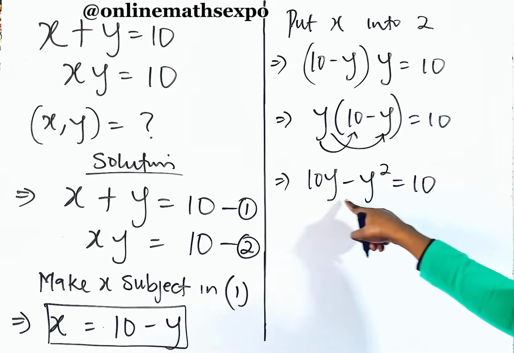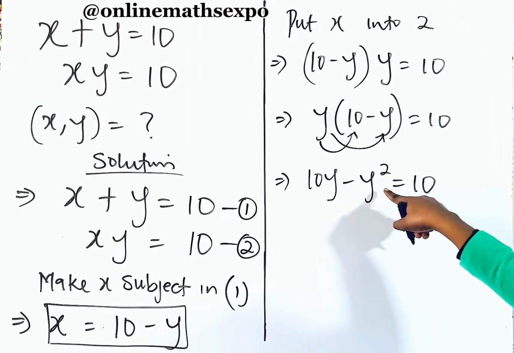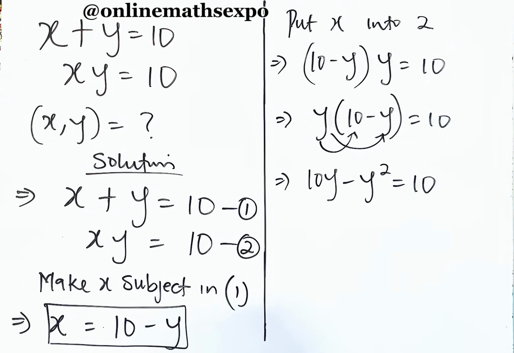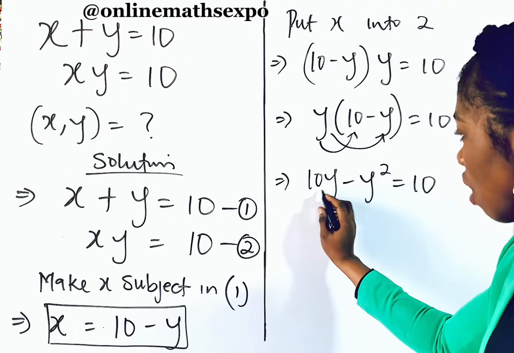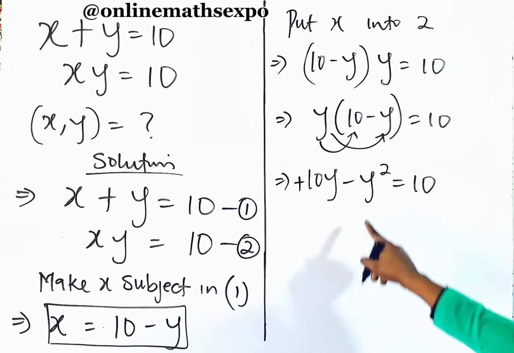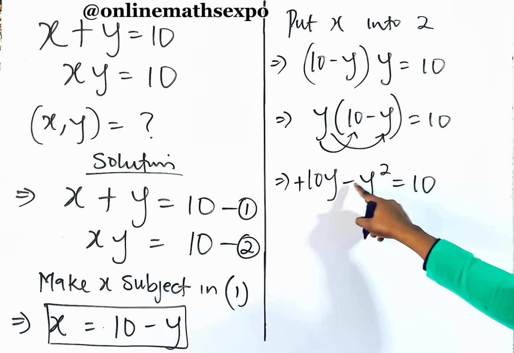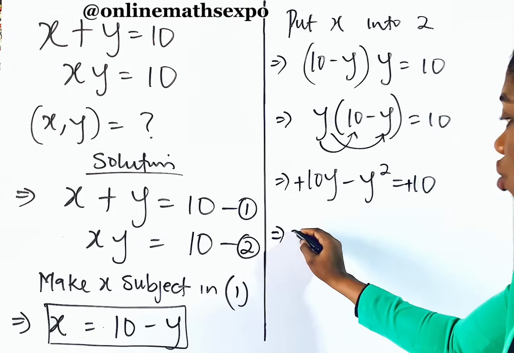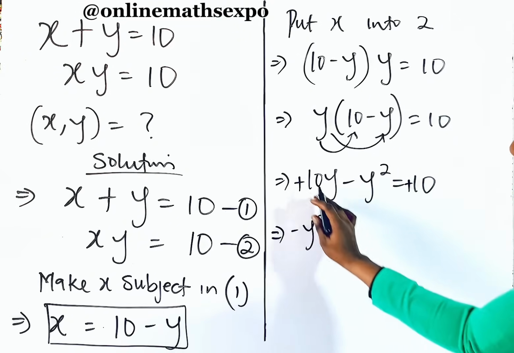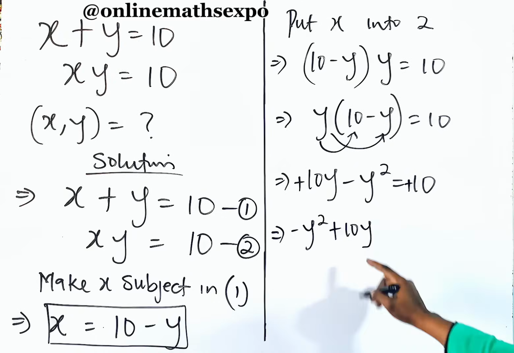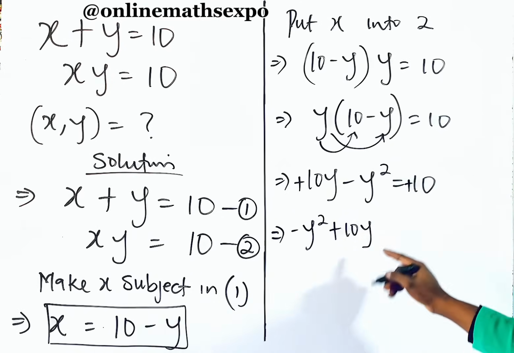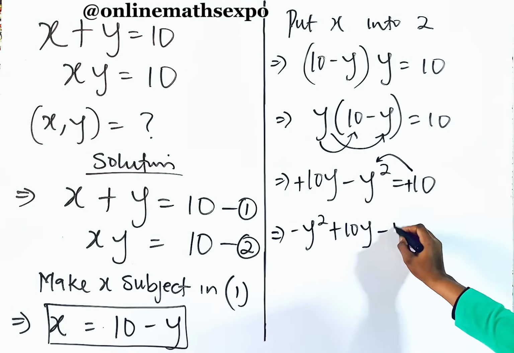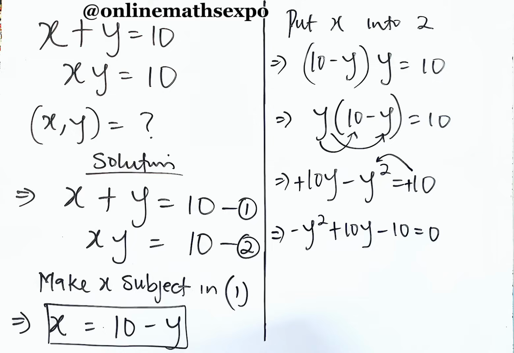Now you see that this has led you to a quadratic equation because the highest power of y is 2. And I'm going to rearrange this to begin with the one with the highest power. Now notice that this 10y is positive, y squared is negative, and your 10 is positive. Rearranging this, we are still going to have negative y squared, then add 10y. We want to take this to the left side. So it's going to be negative 10. Everything is equal to 0.